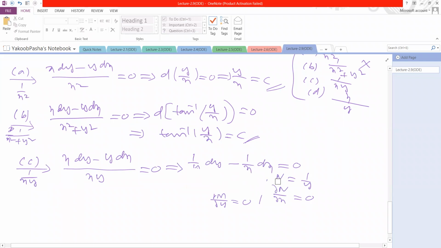log y minus log x is equal to log c. So y by x is equal to c. Direct solution comes, so this is not the right option.